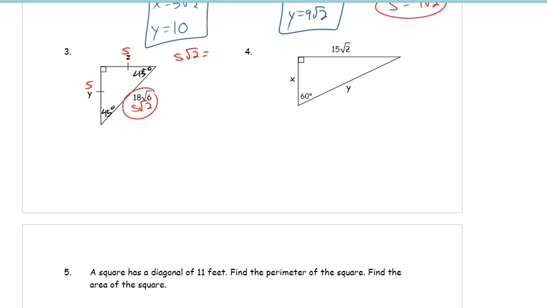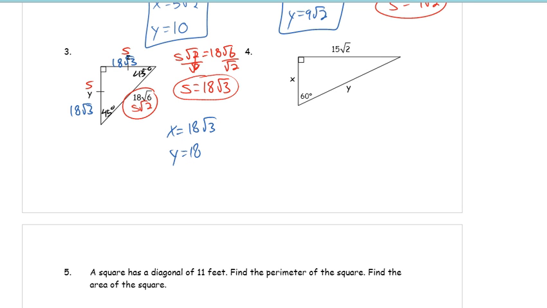So s radical 2 equals 18 radical 6. Not a big deal. Divide both sides by the square root of 2. Since you have an innie over an innie, you could actually do that in one step instead of worrying about multiplying top and bottom by square root of 2. Because 6 divided by 2 is 3. They stay inside, so this is just 18 radical 3. And you can do that as a nice little shortcut there. There's your s. Plug it back in. This side's 18 radical 3. So is this side. That's the nice part about your 45-45-90s, is once you get s, you have both sides.